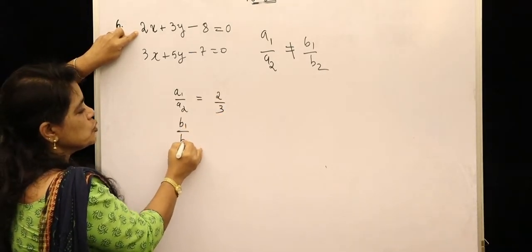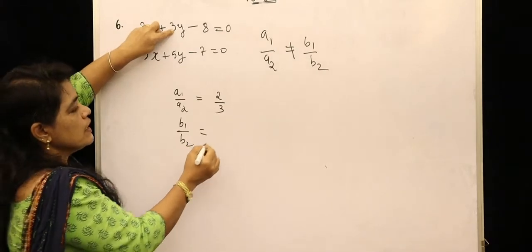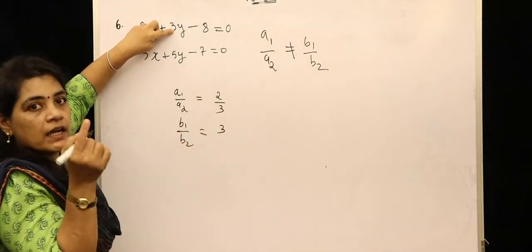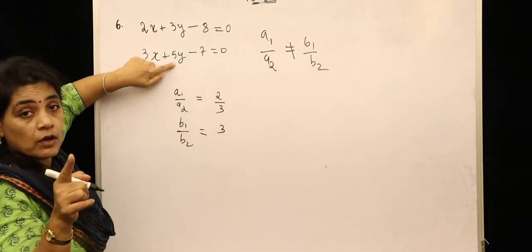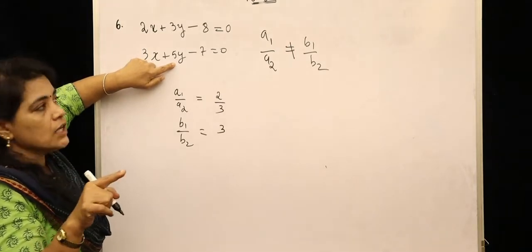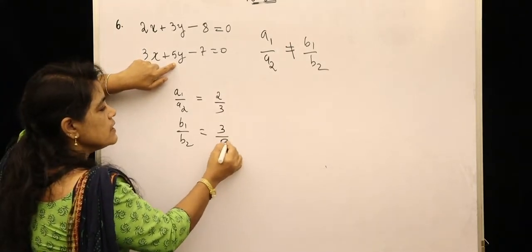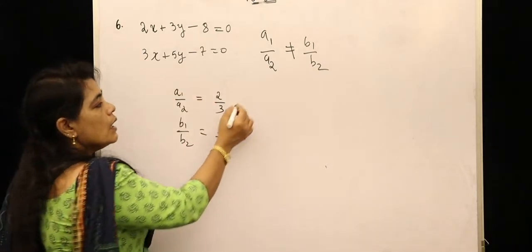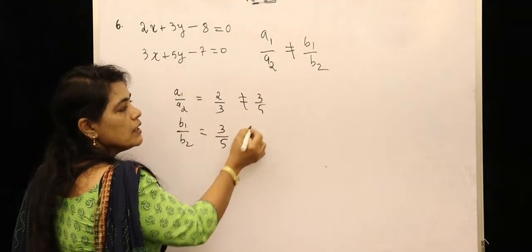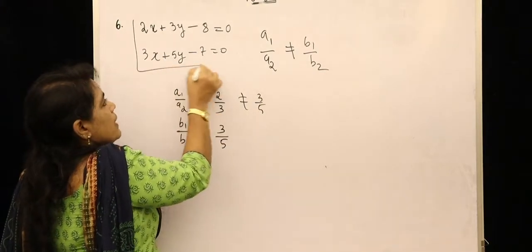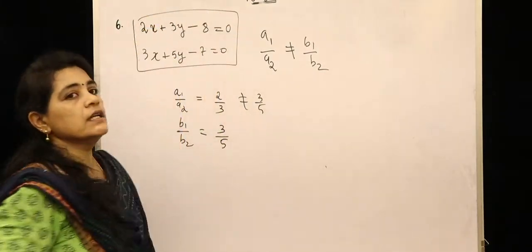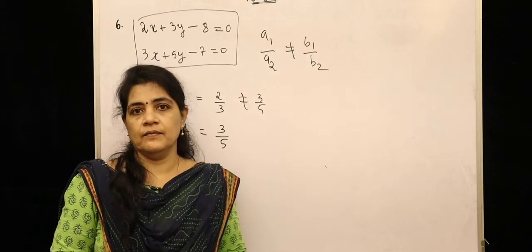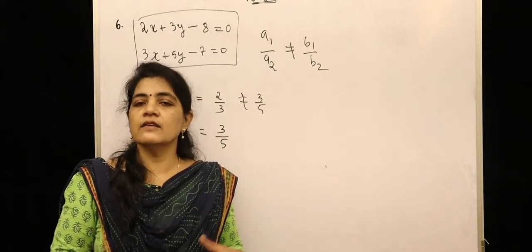B1 by B2: in the given equation B1 is 3, and the coefficient of y in the second equation is 5. See children, A1 by A2 here is 2 by 3, which is not equal to B1 by B2, which is 3 by 5. This means this pair of linear equations has intersecting lines. Understood?